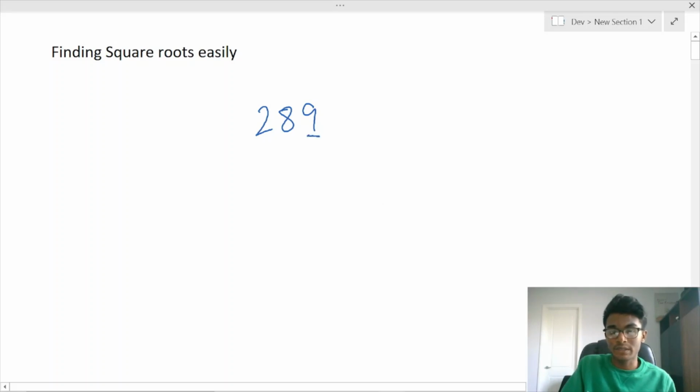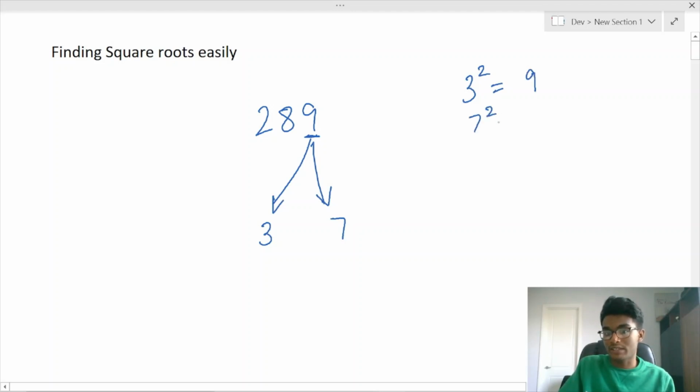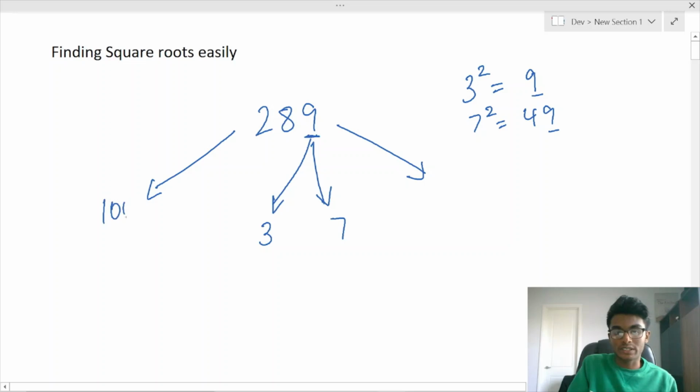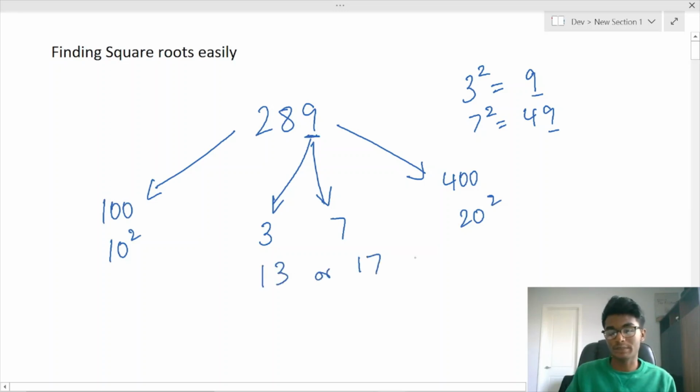First thing I'd consider is the ending. It ends with the number 9, which tells me that the square root has to end in 3 or 7. Why is that? 3 squared is 9, and 7 squared is 49, which both end in 9. Next, I consider the boundaries. This number has to be between 100, which is 10 squared, and 400, which is 20 squared, which tells me that this number is either 13 or 17. Next, I consider what's the number closer to? Is 289 closer to 100 or 400? It's closer to 400, so I'm going to pick 17. And that's it. 17 squared is 289.